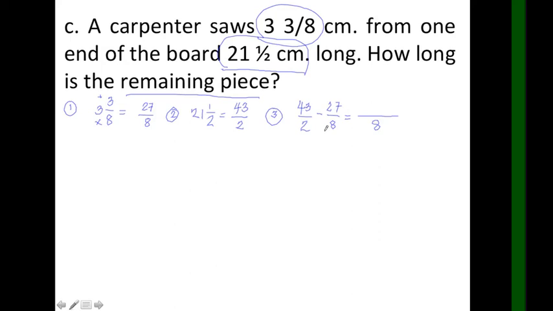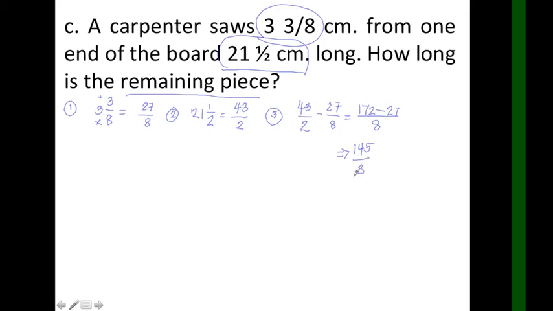So, 8 divided by 2 is 4 times 43. So, we have 43 times 4. The answer is, correct, 172. Then, copy the sign minus. Then, 8 divided by 8 is 1, times 27 is 27. And then, we can now get the answer. So, we have 172 minus 27. The answer is 145. So, 145/8. Again, this is an improper fraction.